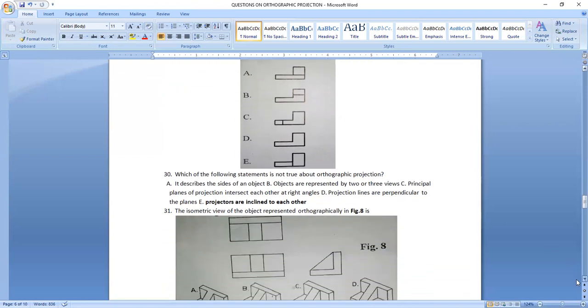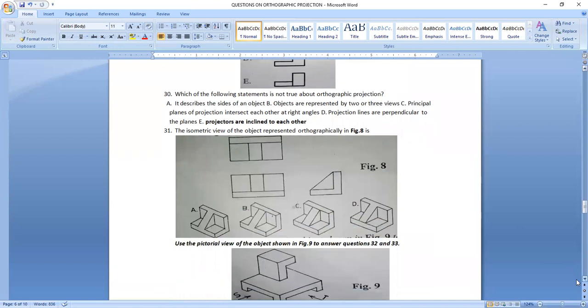Then move to question 30, which says: which of the following statements is not true about orthographic projection? Option A says that it describes the size of an object, and that is correct. Option B says that objects are represented by 2 or 3 views. That is correct. If you look at all that we have gone through, you see that we have 2 views, we have 3 views. So that's correct.